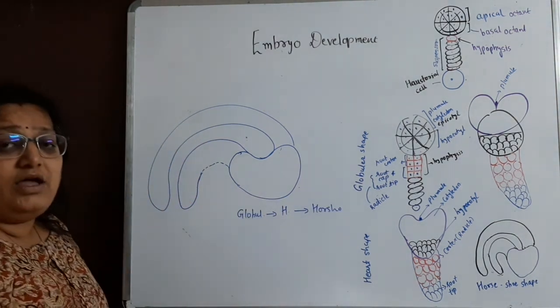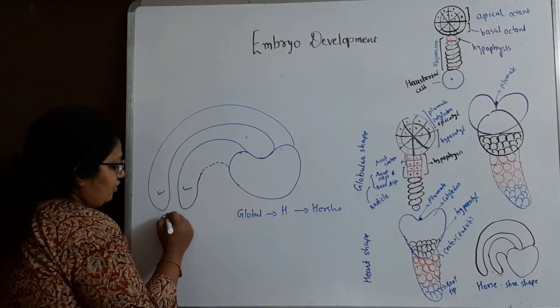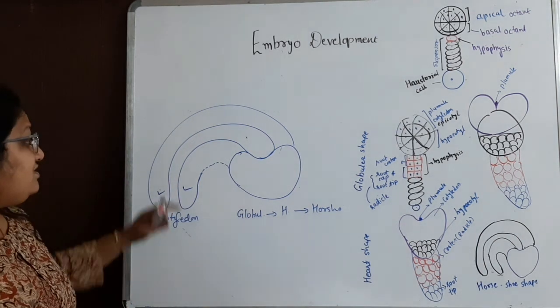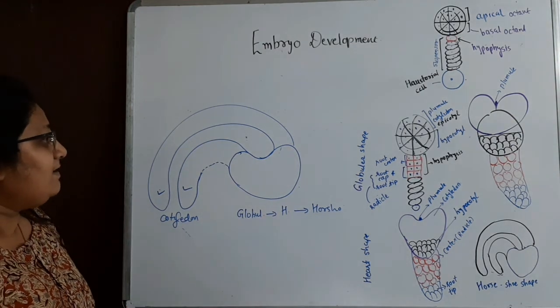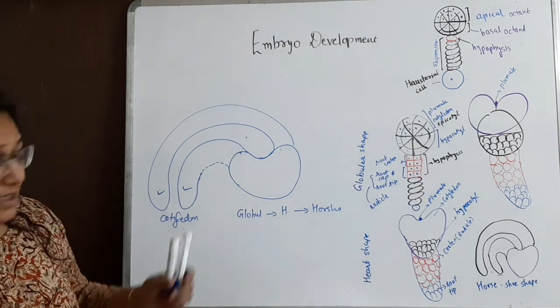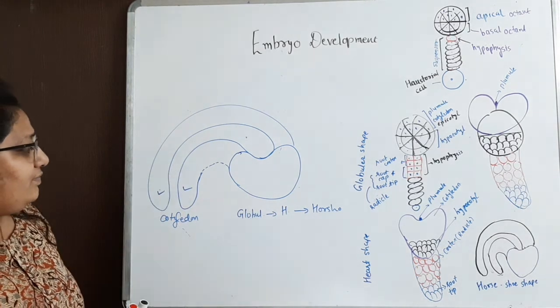ठीक है। अब जब हॉर्स शू शेप डेवलप होता है तो ऑब्वियसली दिस आर कोटिलेडन। Why? Because in dicot there are two cotyledon, right? Clear? Okay, तो ये ध्यान रखना, आपकी बुक में ये फिगर दी हुई है, two cotyledon, right?